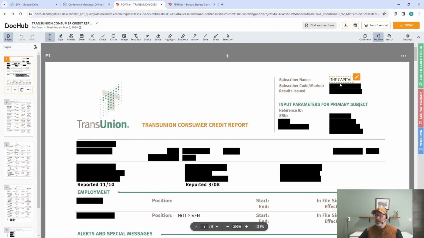The first thing that you'll see is it's talking about the subscriber. The subscriber would be the company that is pulling the credit report. For someone to get a credit report, they have to have an account with a credit reporting entity or agency so that they can know that they are a valid requester, someone who's authorized to request credit reports. It'll talk about the input parameters, which may have a reference ID, it may not, the social security number, name, address, that type of information.